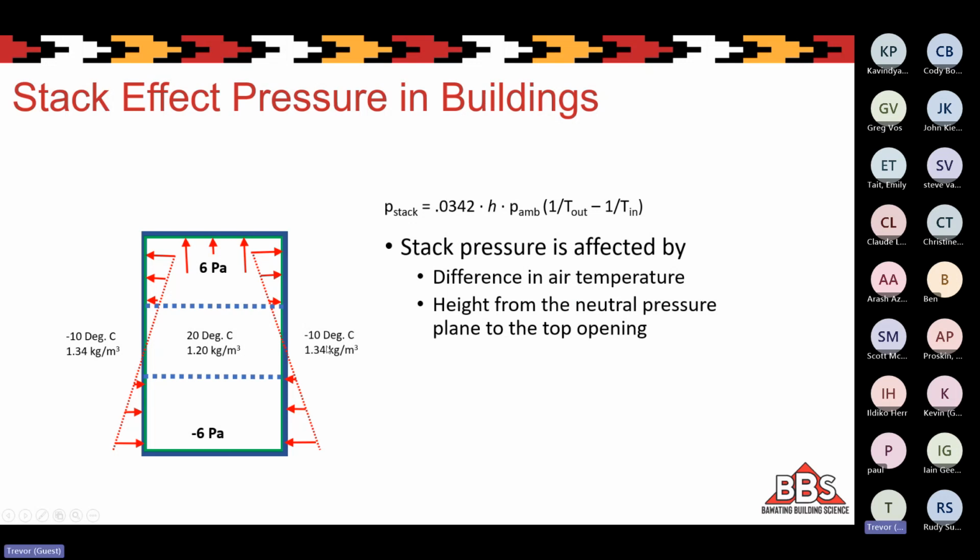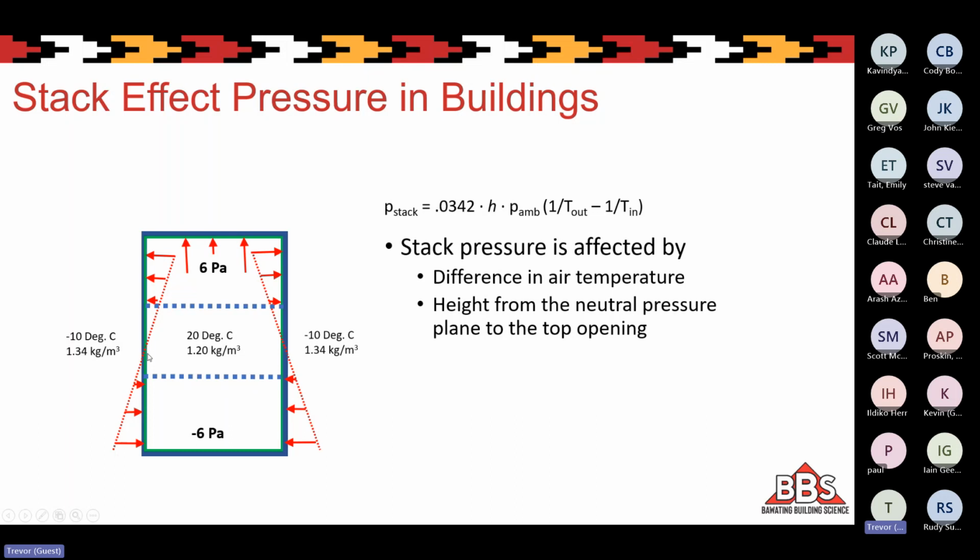The interesting thing about stack effect is it isn't all just outward. It's outward at the top of the building and inward at the bottom of the building. So holes we have at the bottom can allow air in. Holes we have near the top of the building can allow air out. And what happens right in the middle, we call the neutral pressure plane, is there's a point in every building where stack effect is 0 because we're switching from that inward pressure to that outward pressure. So when you hear the term neutral pressure plane, that's that exact spot where that happens.